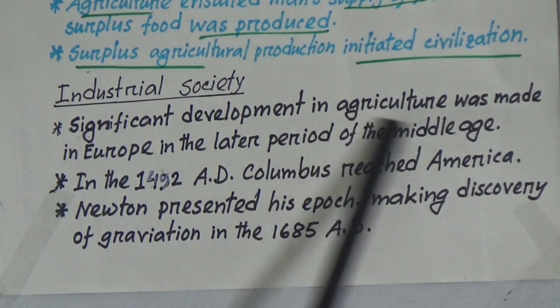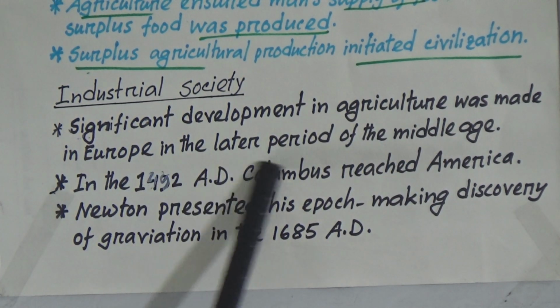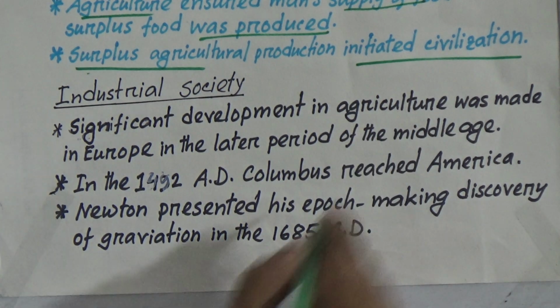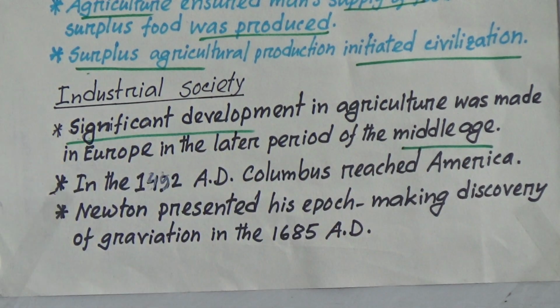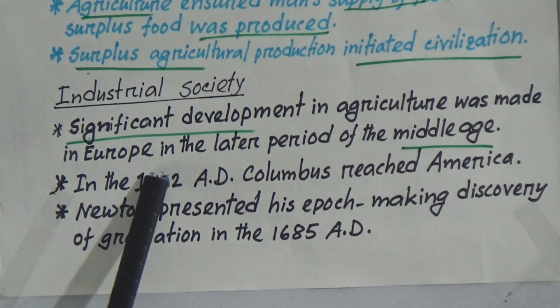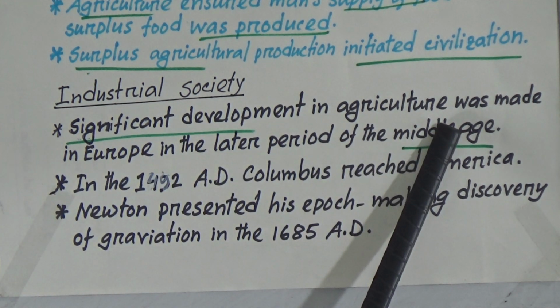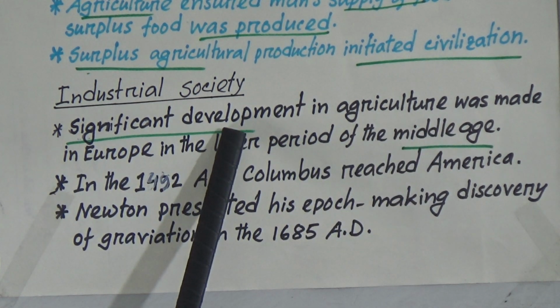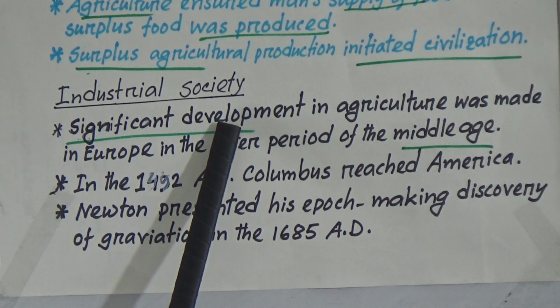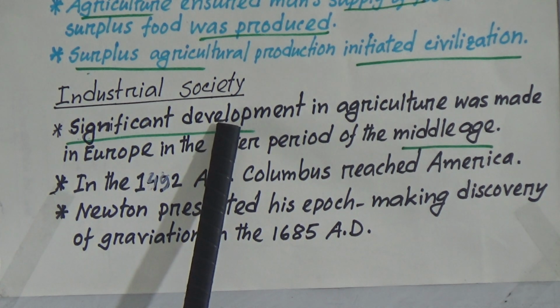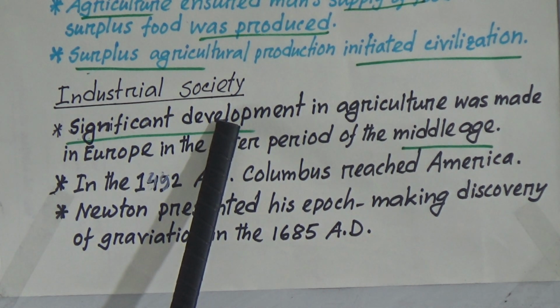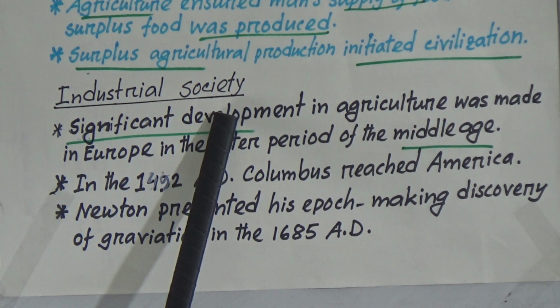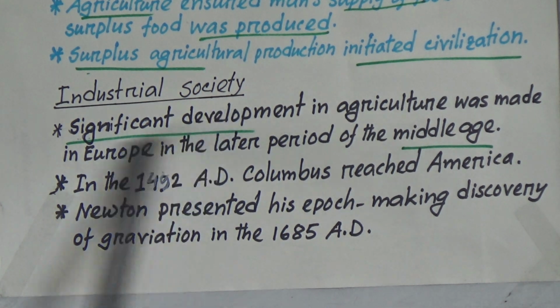Significant development in agriculture was made in Europe in the later period of the Middle Ages. Man's attraction for knowledge and science increased. The Europeans developed the knowledge and science of ancient Greek and Roman traditions. This is known in Europe as regeneration or renaissance. The men of Europe during this time came out to discover the unknown world.